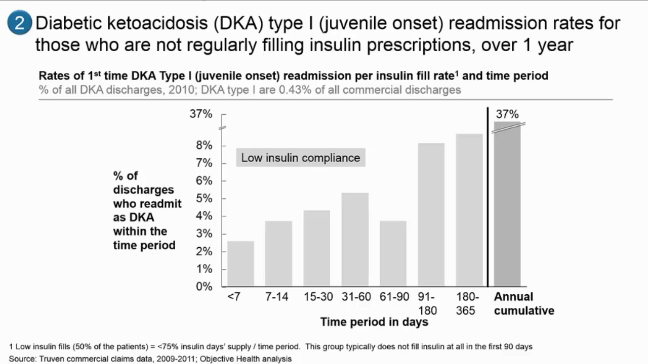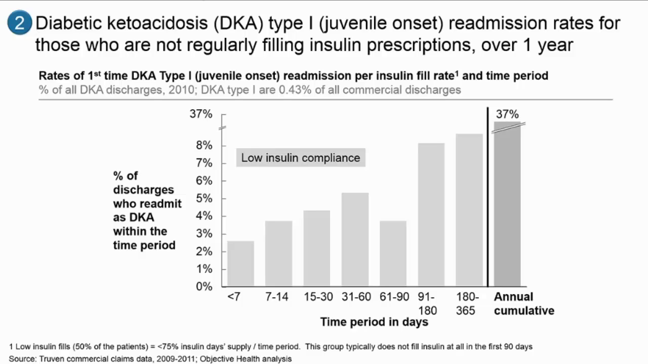And what we have on this chart here is the incidence of readmissions for these patients, 1 week after, 2 weeks, and so on, up to a full cumulative year, where the average readmission rate over 12 months is 37%. This is for the cohort that are not taking their insulin on a regular basis. They're not filling their insulin scripts.